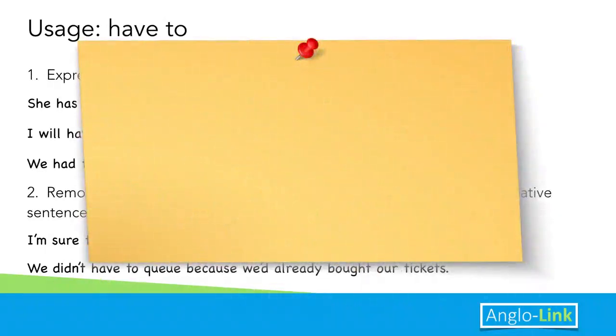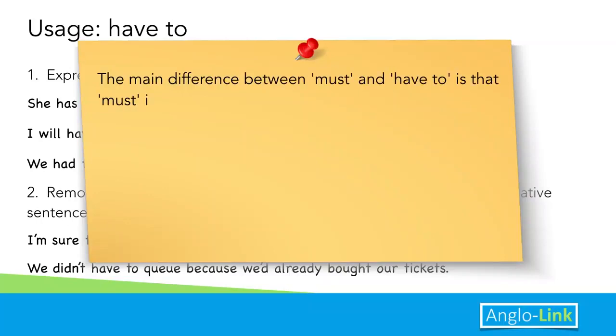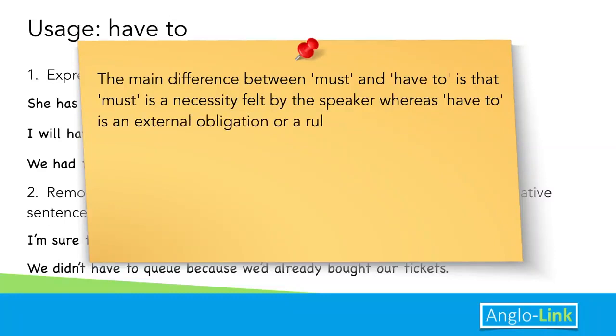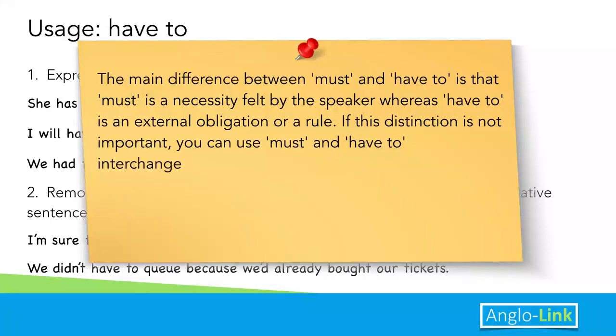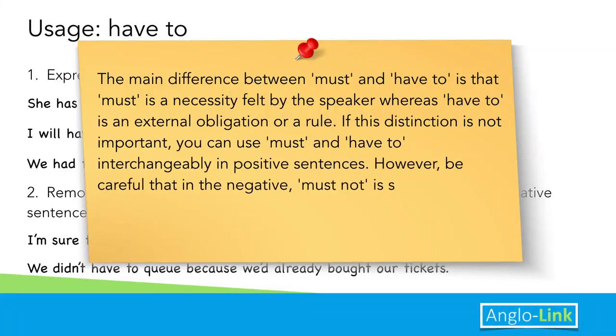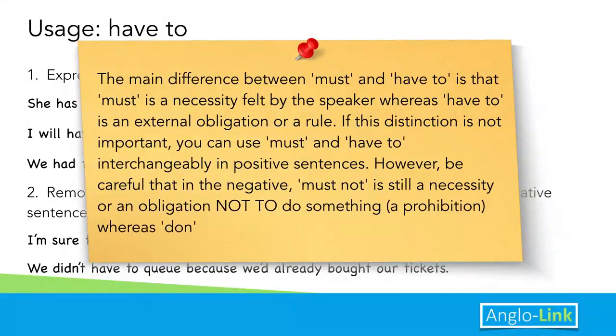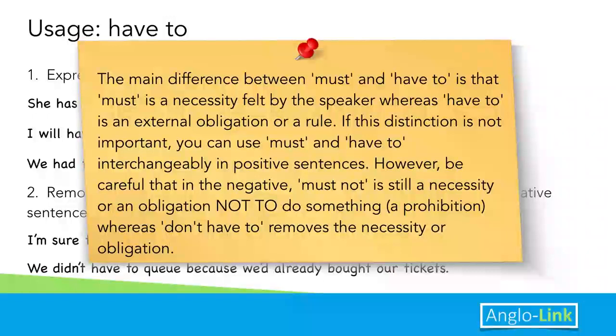To summarize, the main difference between must and have to is that must is a necessity felt by the speaker, whereas have to is an external obligation or a rule. If this distinction is not important, you can use must and have to interchangeably in positive sentences. However, be careful that in the negative, must not is still a necessity or an obligation not to do something. It's a prohibition, whereas don't have to removes the necessity or obligation.